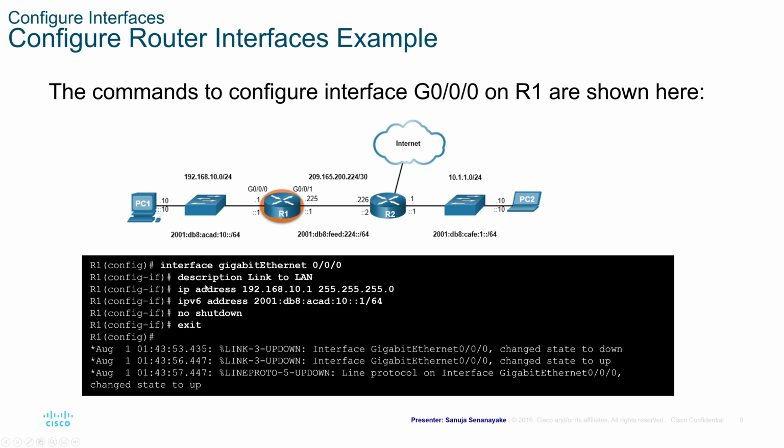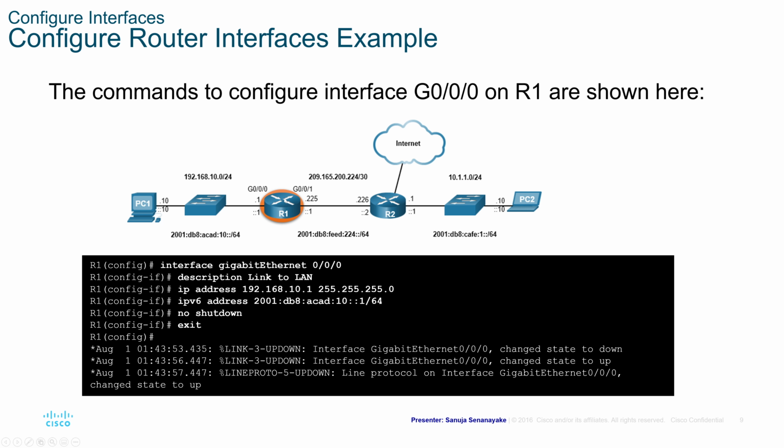And in here they have named the description as link to LAN, because G0/0 is on the left hand side and this is the LAN side, so they decided to name it link to LAN. But remember, this description has no value, no play in the switching or routing of any packets or any network configurations. This is just for humans like you and I to understand what this particular port is doing.